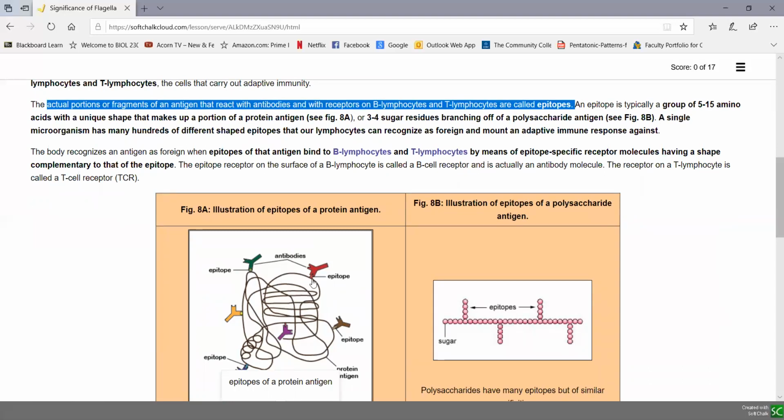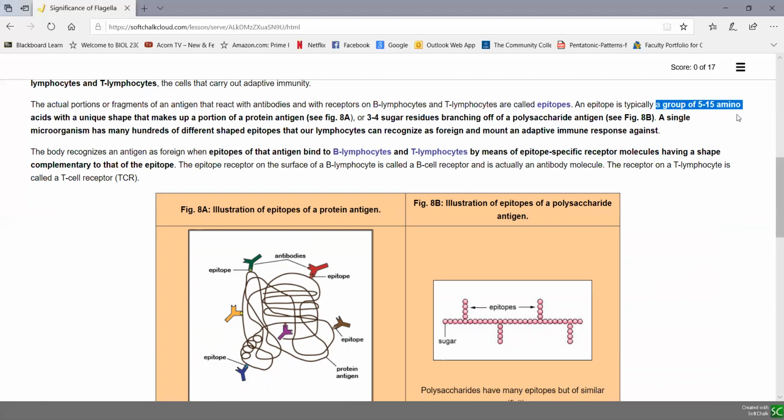And so these little mini shapes stick out of the antigen. So each one of these is an epitope. A few amino acids, typically between 5 and 15 amino acids, sticking out of the antigen that we recognize as foreign. And that's what eventually the antibody reacts with. But each of these antibodies is tailor-made to fit that one epitope. And these are also the epitopes that would bind to receptors on B and T lymphocytes to initiate adaptive immunity. So again, protein antigens, like in figure 8a, have many different epitopes on them, each stimulating an adaptive immune response.